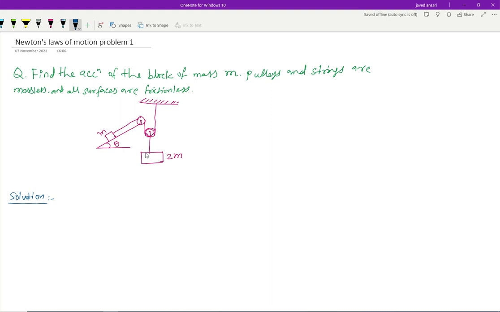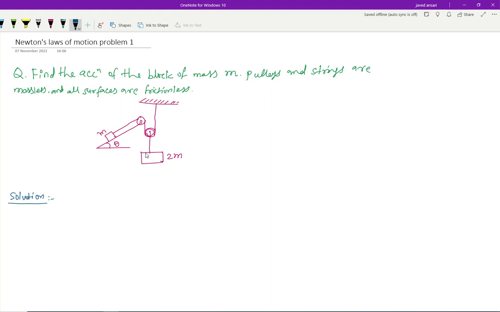So what will happen? Let's analyze the motion of this system. We are seeing that this is heavier mass, right? This 2m is a heavier mass, and this m is lighter than this 2m. So this 2m mass will start going downwards, and because of that this smaller mass m will start sliding up, right? So that's it. There are only two motions in the system.